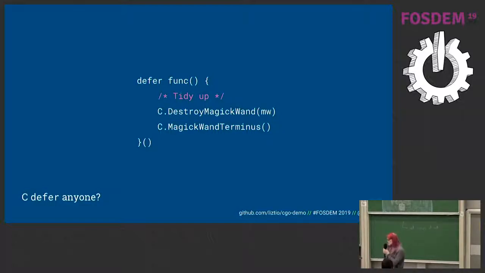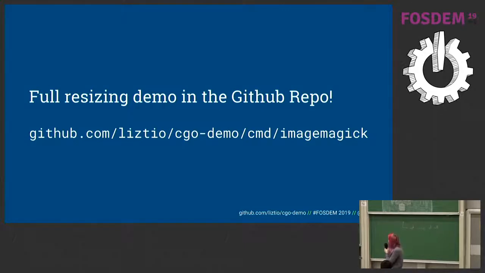And here's this little handy defer function. You can use some of these niftier Go features when you're doing C. So rather than having to use gotos or jumps or something to make sure your code gets cleaned up, just throw it in a defer. We're making things better already. And the full demo is on the GitHub page, which I keep throwing to.